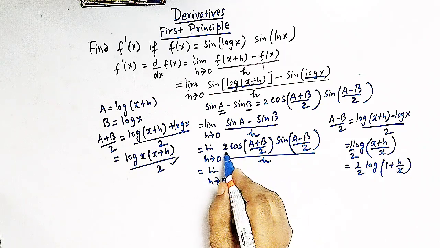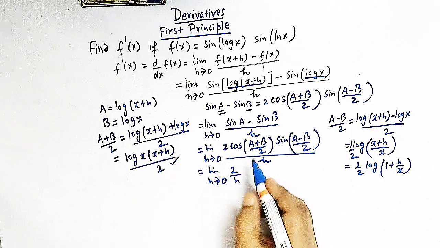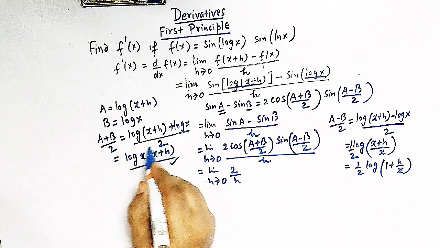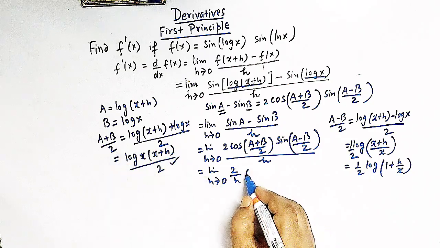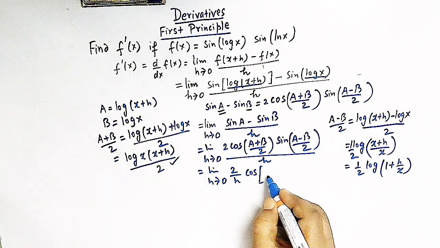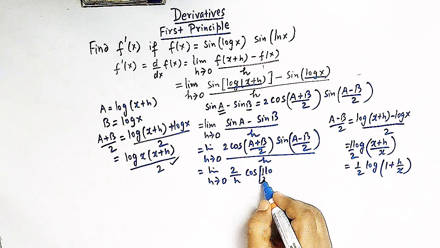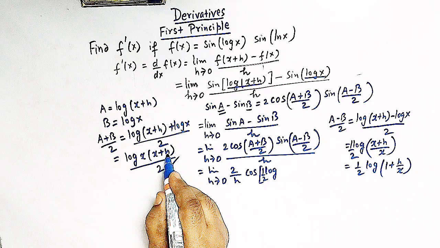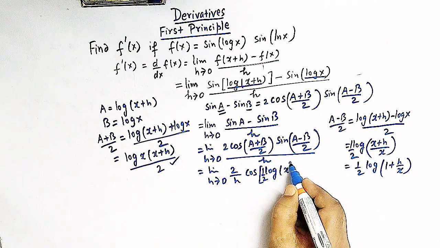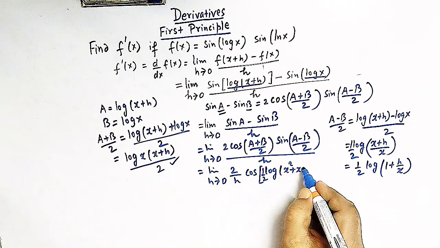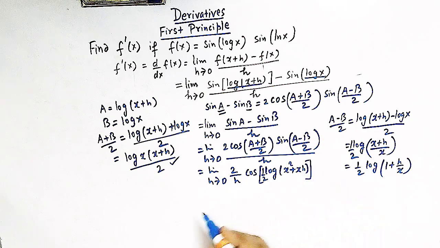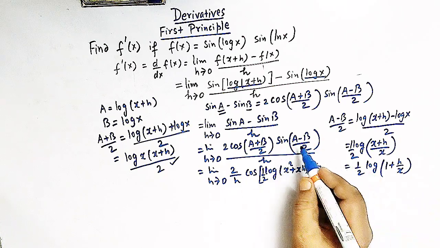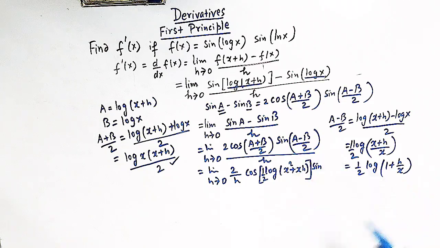So now we have 2 over h and cos of a plus b over 2. So a plus b over 2 is given by this term. So we have cos and then we have half of log of x times x plus h. So this is x square plus x times h, right? And this term, that is sine, and we have a minus b over 2.